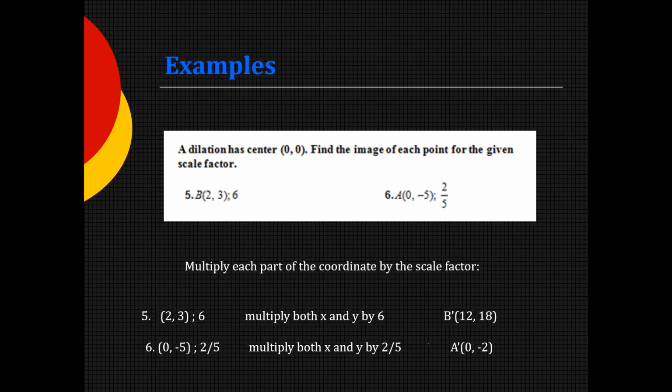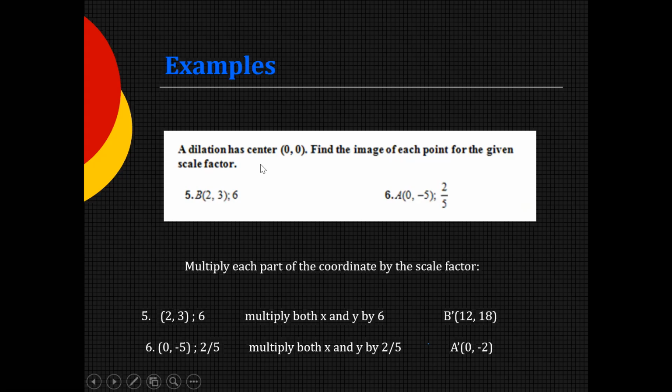Now, the center here is the point from which all the other points will be expanded, or all the other points will be reduced, and it can change. So remember that. However, if it is 0, 0, what can you do? Someone tell me. Multiply by the scale factor. But if it's not 0, 0, you won't be doing that. Only if the center is 0, 0.